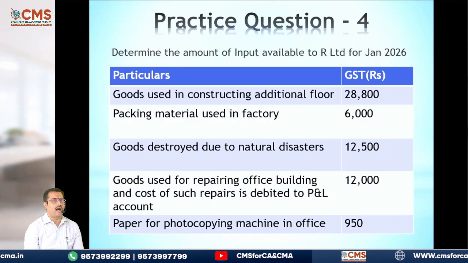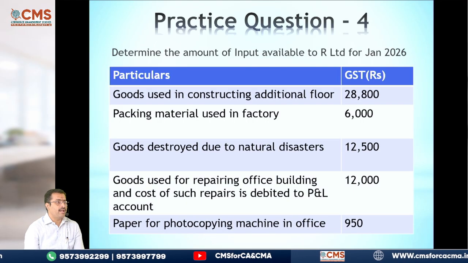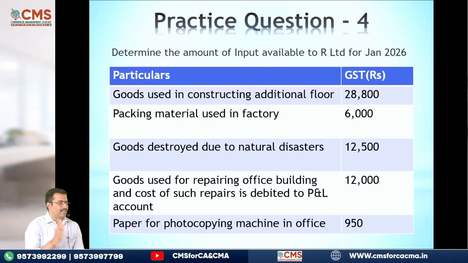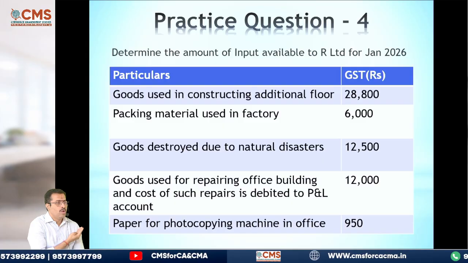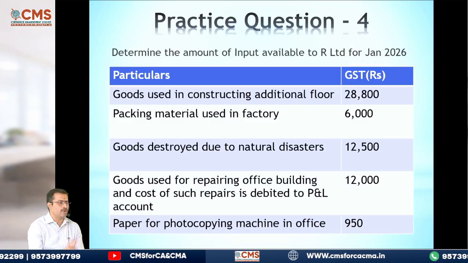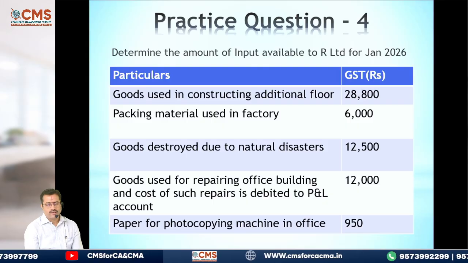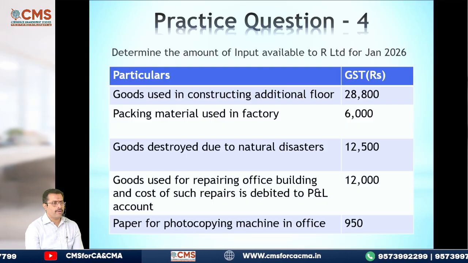Please understand, the amount has been debited to the P&L account. That logic of immovable property is only for capital goods. Here the repairs have been debited to the P&L account, so you need not worry about the usage and all. Okay. Then paper for the photocopying machine in the office.